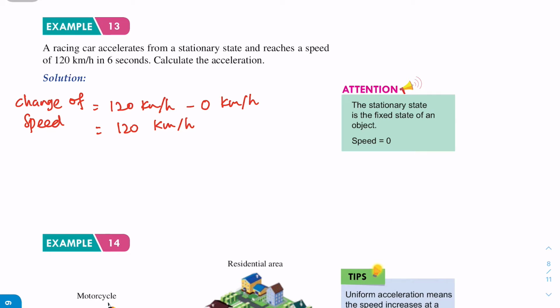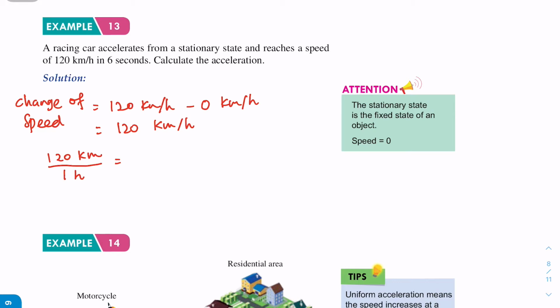So now the question wants us to find acceleration. Before that, we need to change the unit. So now we have 120 kilometer in 1 hour. Now we need to change this hour into second, because the question is in second.